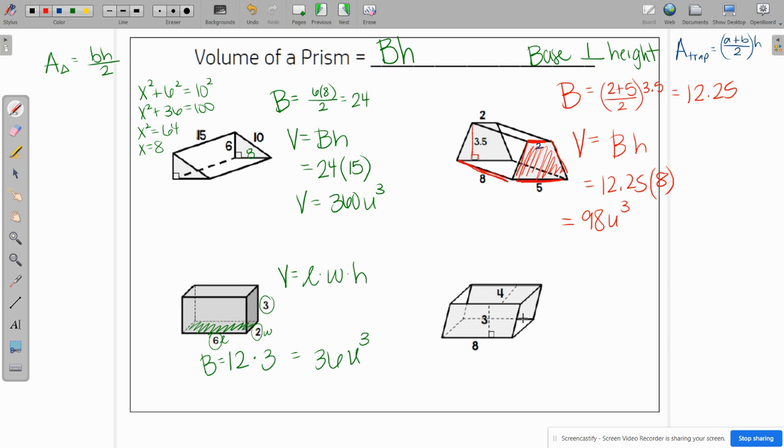The last one, we have another prism here, but in this case, our bases are parallelograms. As a reminder, the area of a parallelogram is equal to base times height. We can see that the base of the parallelogram is 8 units, and its height, which is perpendicular here, is 3 units. So the area of the base is 8 times 3, or 24 square units. Therefore, the volume is the area of the base, 24, times the height of the prism, which is given right here. This is 4 units long. So 24 times 4, we get 96 cubic units.